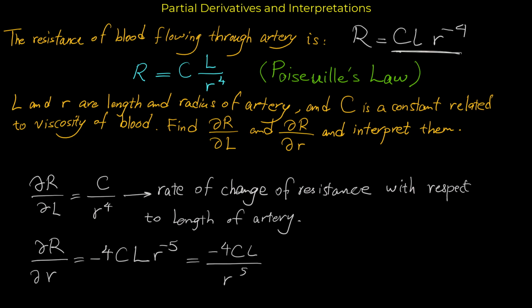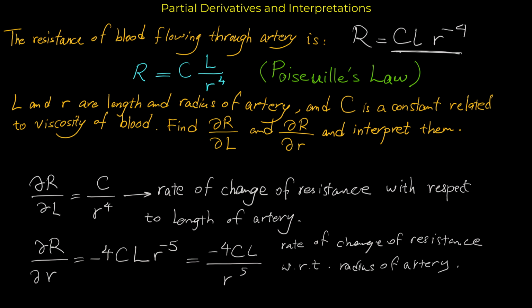Now we want to interpret this result. Again, similar to the previous one, this shows the rate of change of resistance of blood flowing through the artery with respect to, this time, because we take the derivative with respect to r, the radius of the artery. This is the interpretation for this derivative, which can be calculated from this formula.